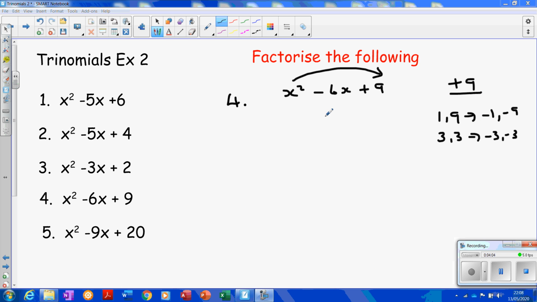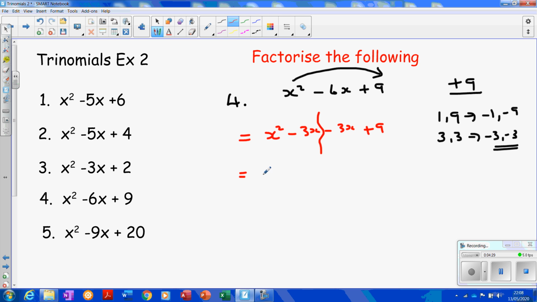Question 4, we're looking for factors of plus 9. So 1 times 9 is 9, minus 1 times minus 9 is also plus 9, 3 times 3 is 9, and minus 3 times minus 3 is 9. So we're looking for minus 6. The factors that give me minus 6 are those two factors there, minus 3 and minus 3. So that gives me x squared minus 3x minus 3x plus 9. Split it down the middle.